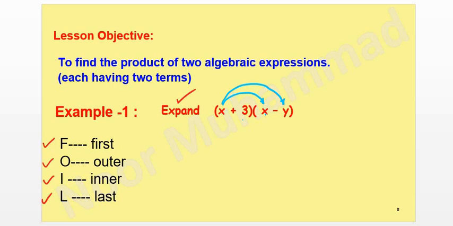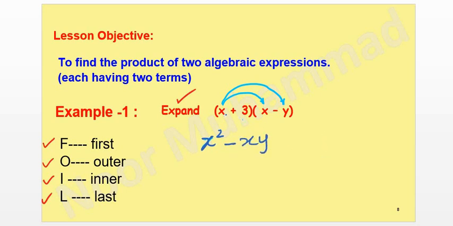It has to be multiplied with the first term in the second bracket. Then this x has to be multiplied with the second term in the other bracket. So x times x will give me x to the power 2, it will become x squared. Then x times negative y will give me negative xy.